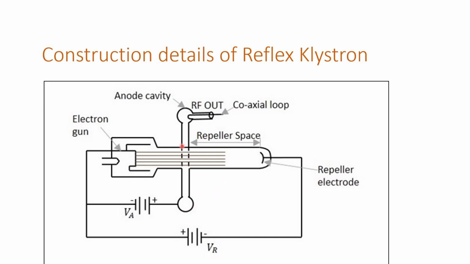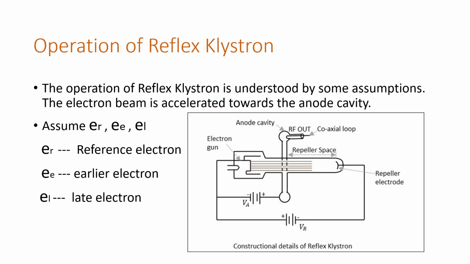It is assumed that oscillations already exist in the tube and these are sustained by its operation. The electrons, while passing through the anode, gain some velocity. Operation of reflex klystron: the operation of reflex klystron is understood by some assumptions. The electron beam is accelerated towards the anode cavity.